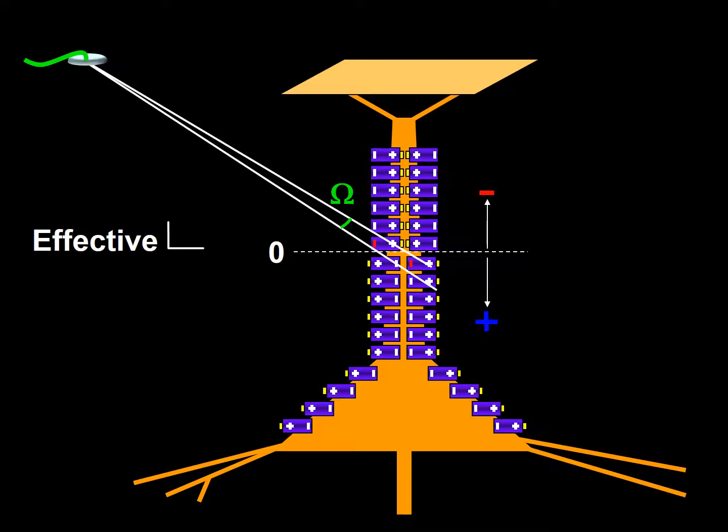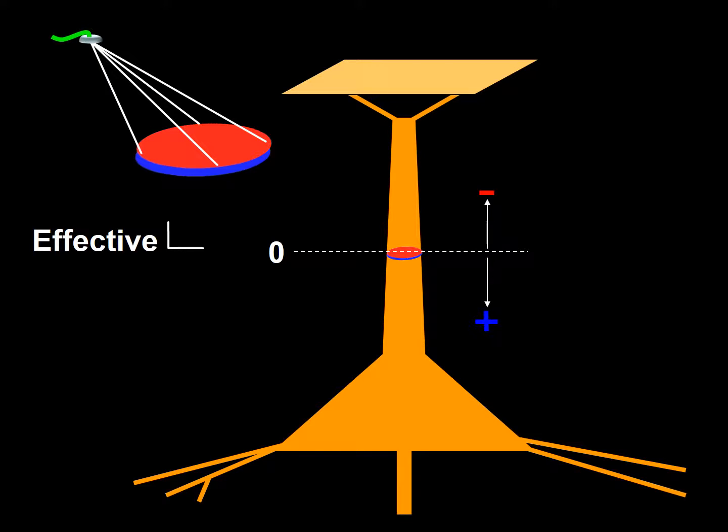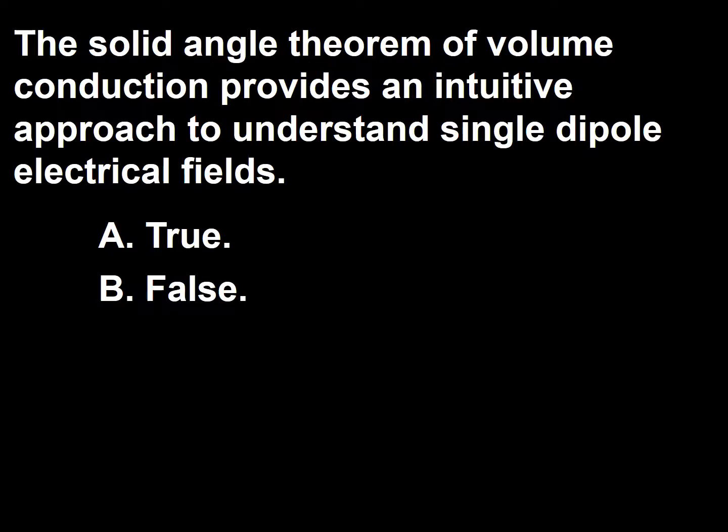Thus, the only area viewed by the electrode where both charges are the same is the area subtended by the electrode in what is called the effective solid angle. This area corresponds to a circular structure which represents the cross-section of an idealized dendrite that we have used as a model. In this new frame, I have enlarged the circular dendrite area for better visualization. So the answer to this question is true.